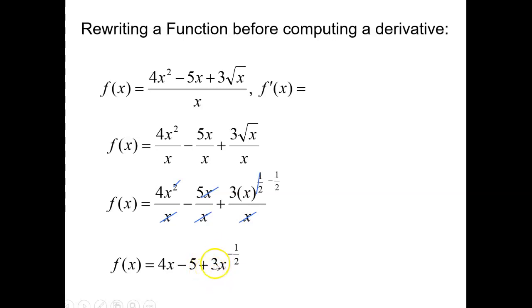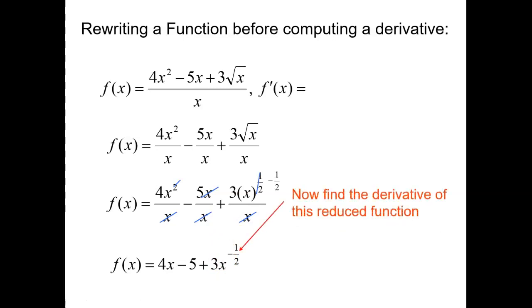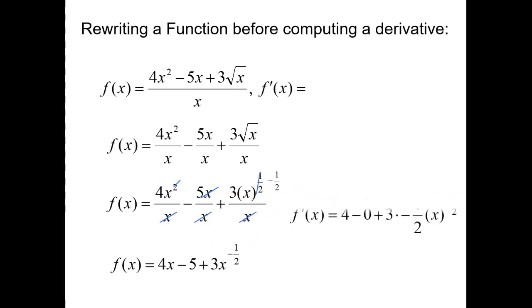This is the constant multiple rule. I would pull that 3 out to the front. Then I have the power rule, so I would multiply this by -1/2, and then subtract 1 from the exponent to get -3/2. Here's my derivative, which is simplified as 4 minus 3/2 x to the -3/2.